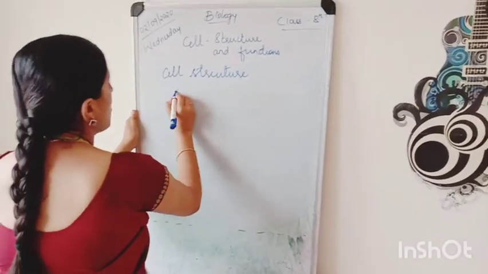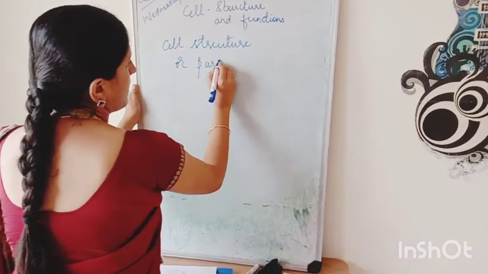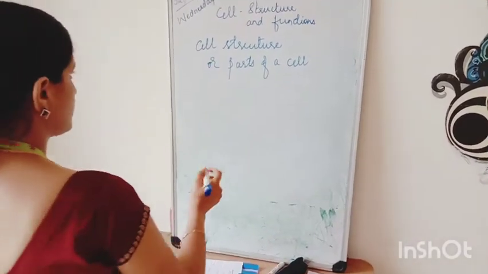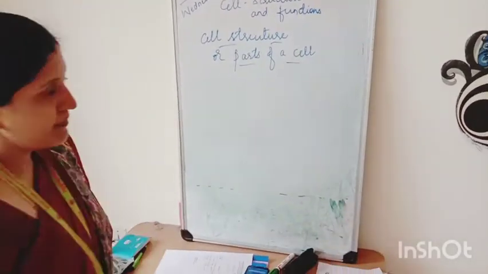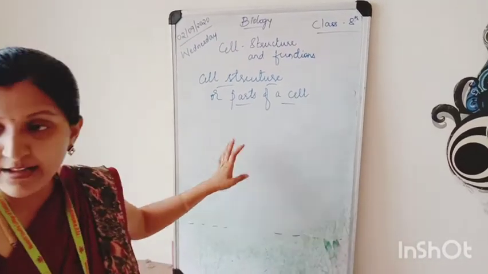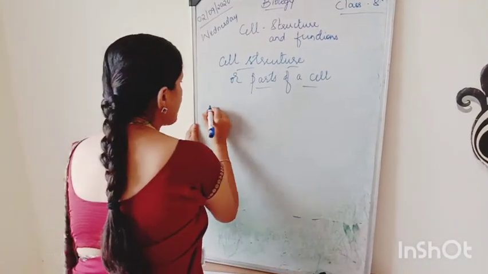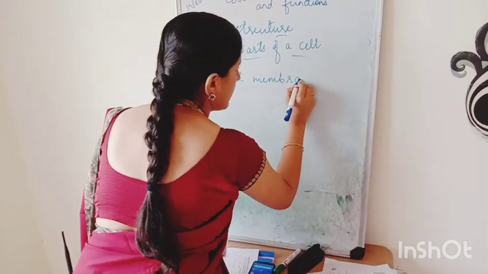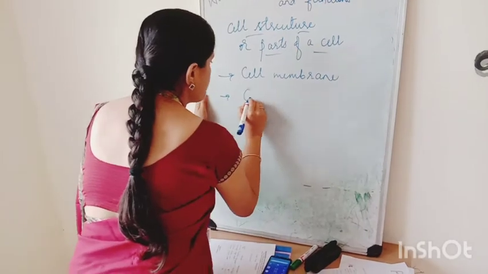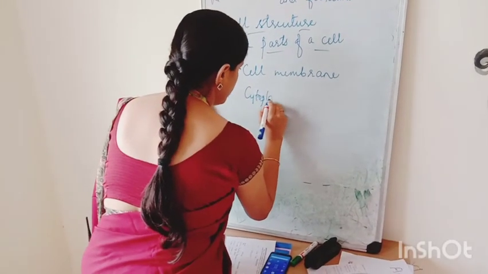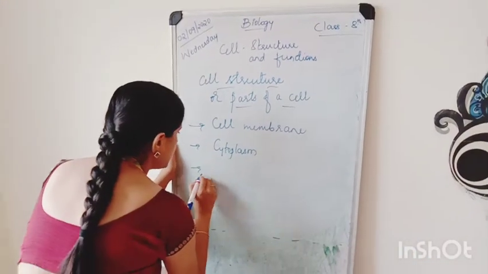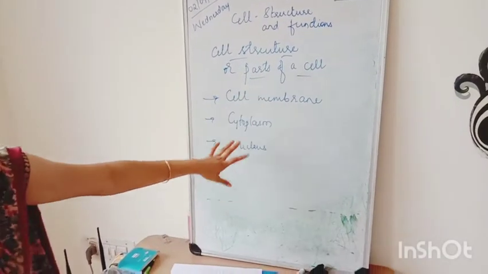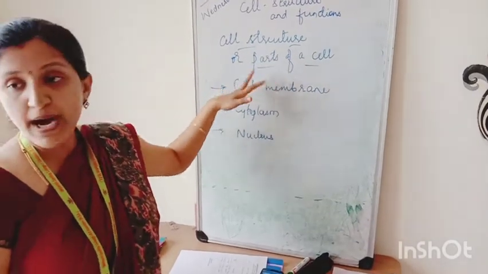Cell structure, or parts of a cell. Mainly in a cell, the main parts are the cell membrane, cytoplasm, then nucleus. So mainly these are the main parts of a cell.